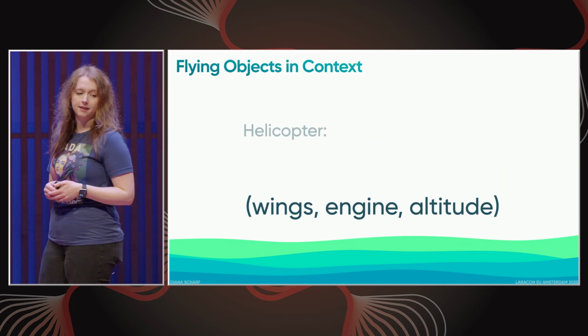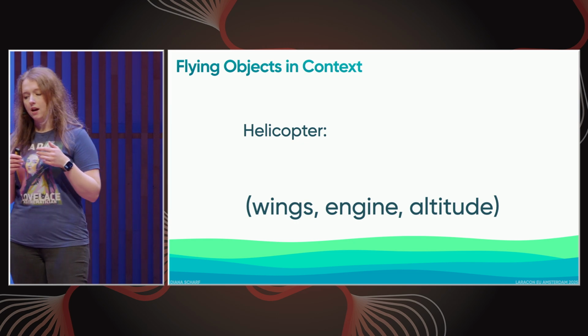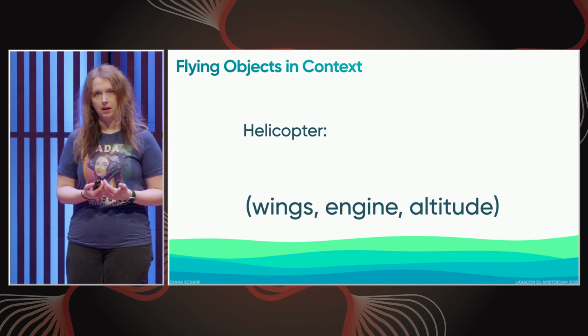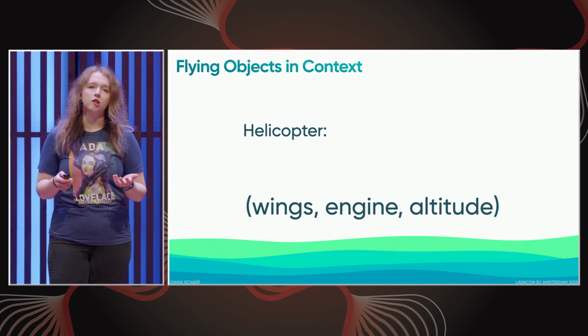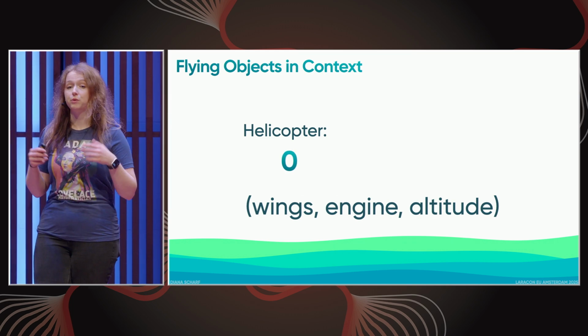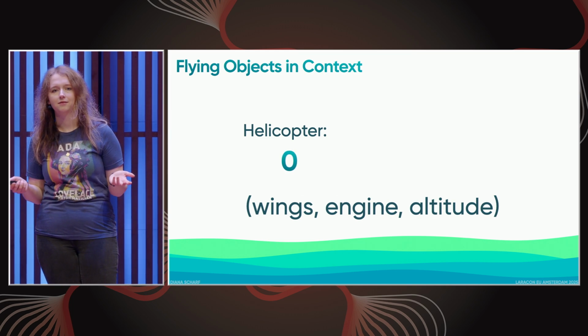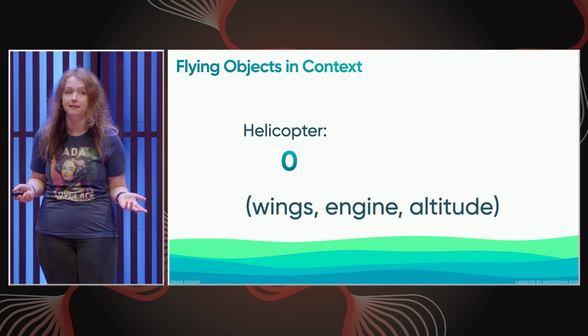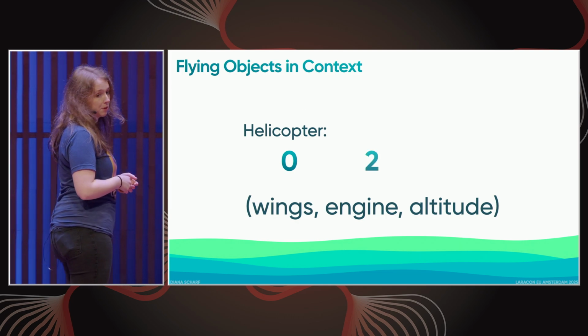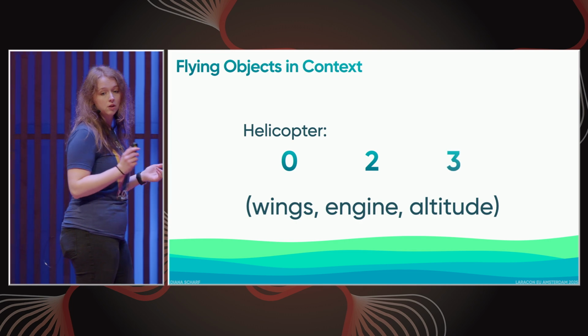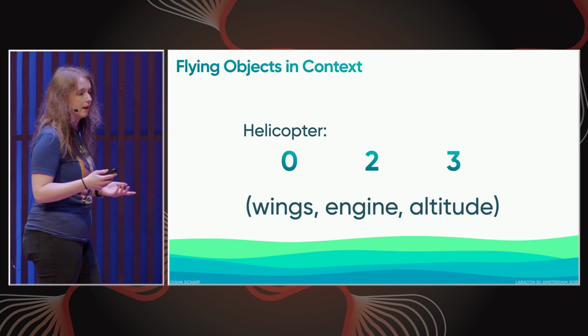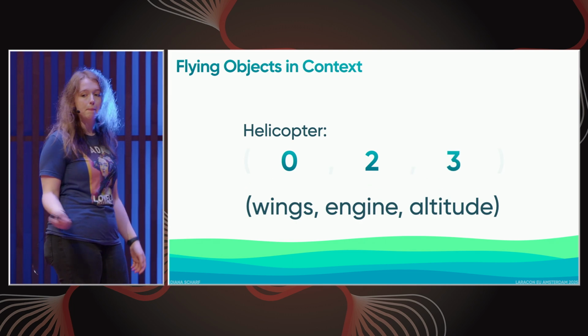First word is a helicopter. According to our base text and the embedding model, the helicopter does not appear in the context of wings. Why? Helicopter has rotors and not wings. It, however, does appear in the context of engine and altitude. 0, 3, 3. Yep, that is a vector.